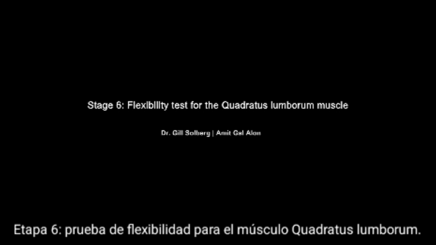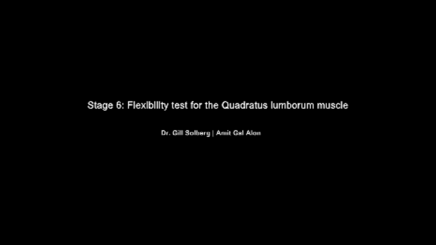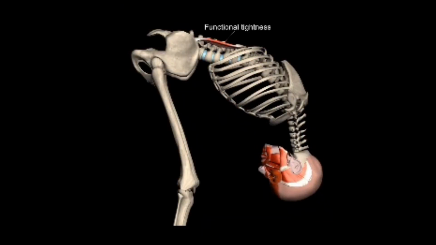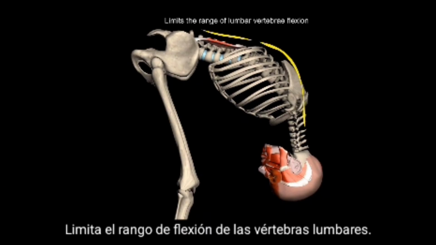Stage 6. Flexibility test for the quadratus lumborum muscle. Functional tightness of the quadratus lumborum limits the range of lumbar vertebrae flexion.